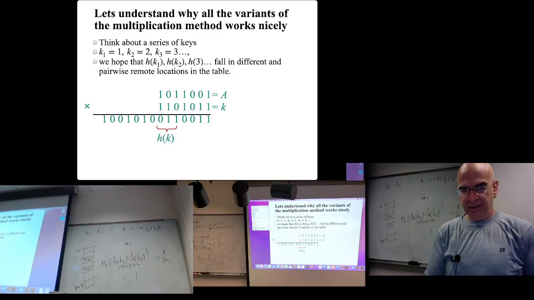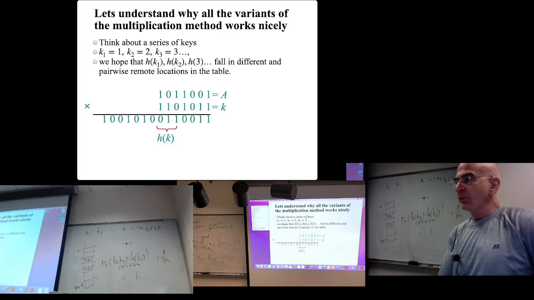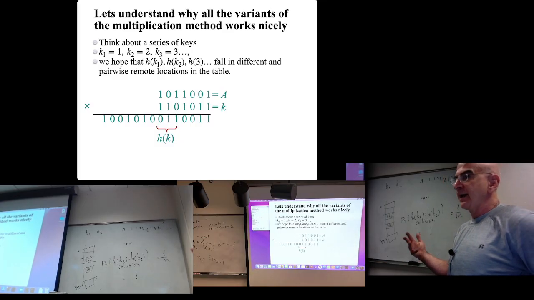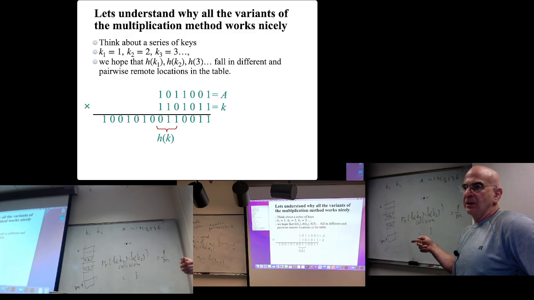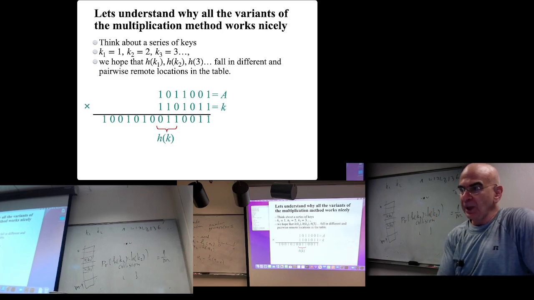I'll just take, say, if my table has 8 cells, then how many digits do I need, binary digits? Do I need to index each one of the cells? Exactly 3. Right. So I'll take 3 digits. What should be these 3 digits?